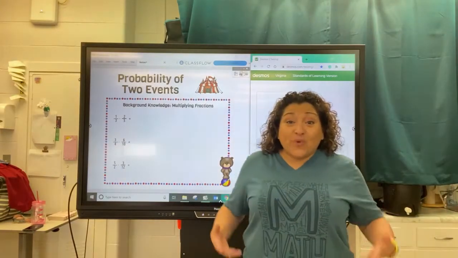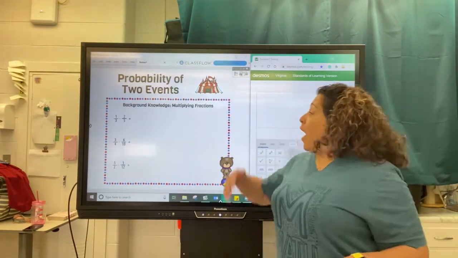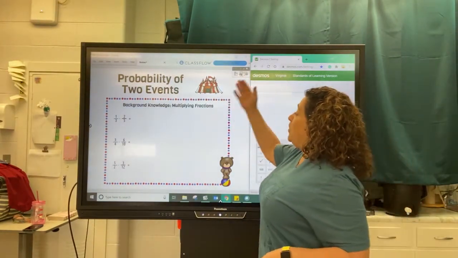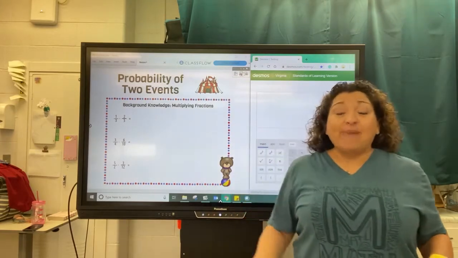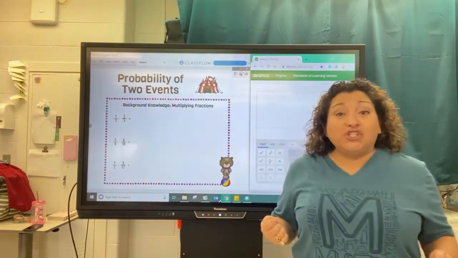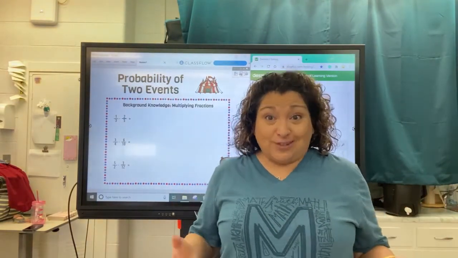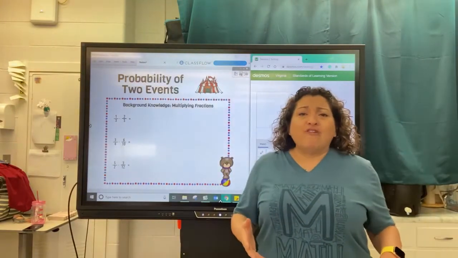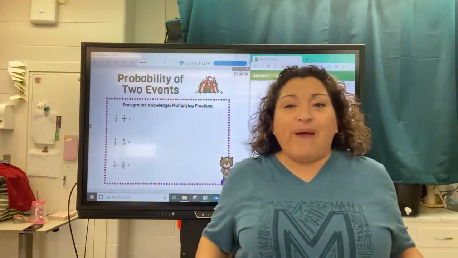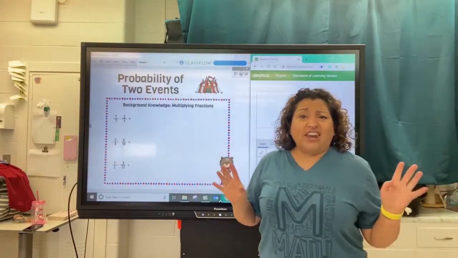All right, so you've done a great job starting out with your basic probability. Now we're going to talk about probability of two events. And again, there's some background knowledge that you need to have. So the first thing you need to be able to do is multiply fractions, all right? Don't worry about fractions. Fractions are not as bad as everybody believes they are. They're really kind of fun after a while.